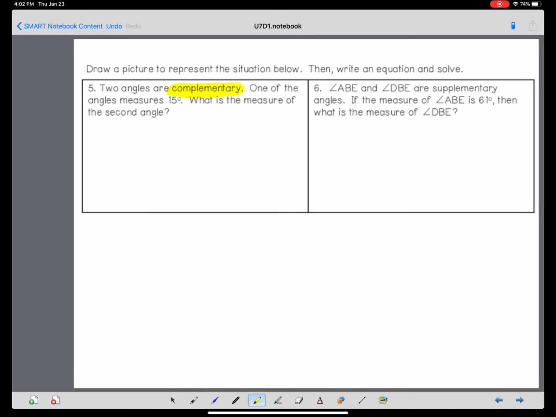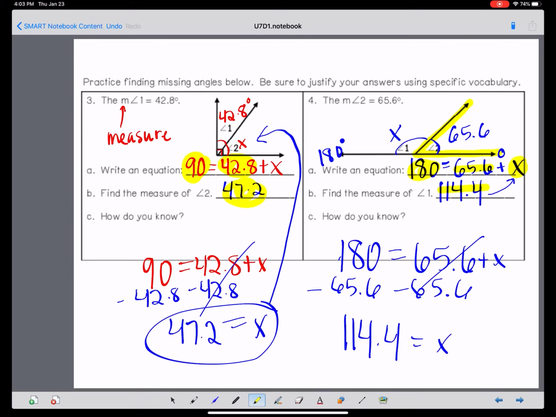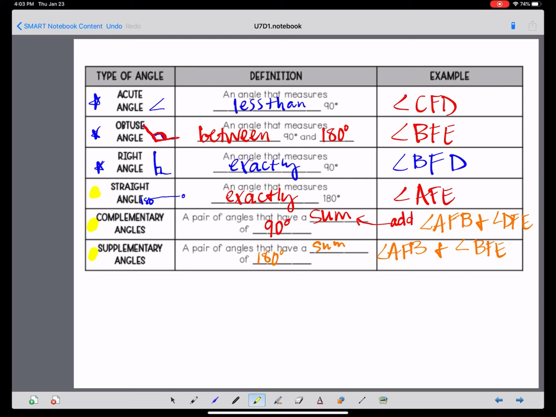Complementary angles, if you'll remember at the very beginning, I'm going to go back a couple slides. We talked about it right here. Complementary angles, that's a pair of angles that has a sum of 90 degrees. That means when you add them together, they will equal 90 degrees.